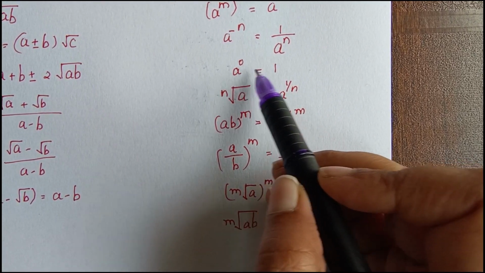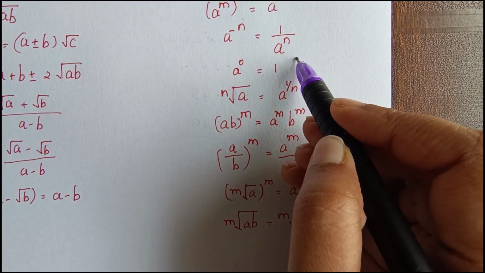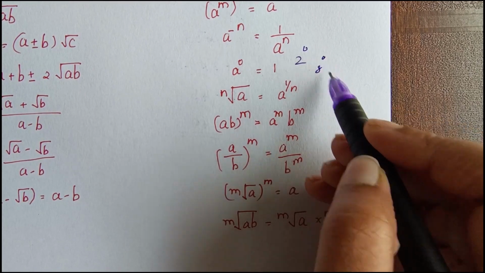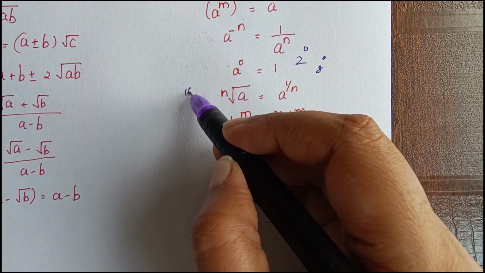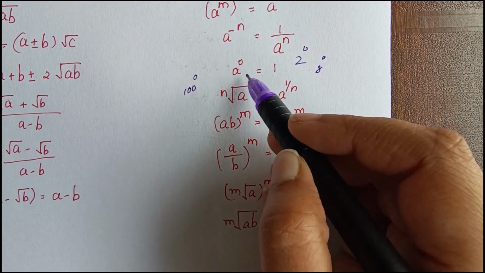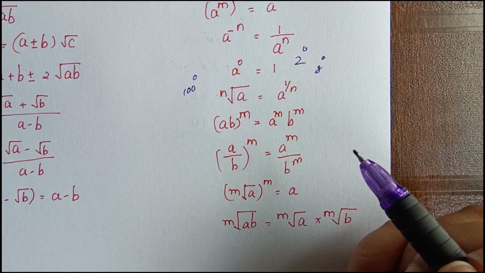a raised to 0 equal to 1 means any number raised to 0 is 1, like 2 raised to 0 or 8 raised to 0 or 100 raised to 0. Any number raised to the power 0 is 1.